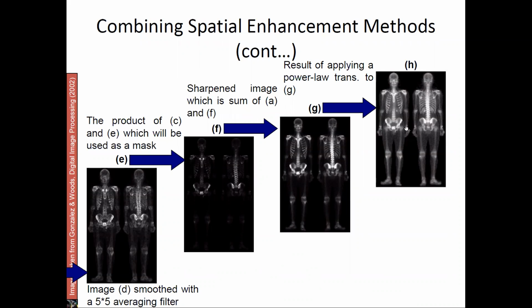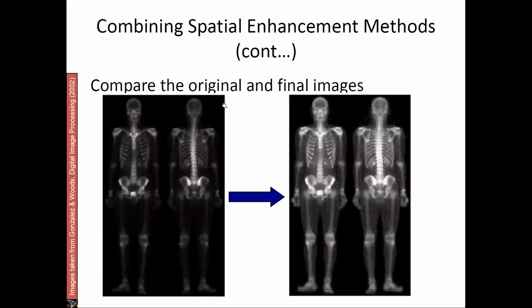After that, if we do a power law transformation, the bones are more easily visible. This is just one operation, and you can do millions of this kind of operation from time to time. You can have a look at this kind of operations for image enhancement and producing great pictures. So thank you for now.